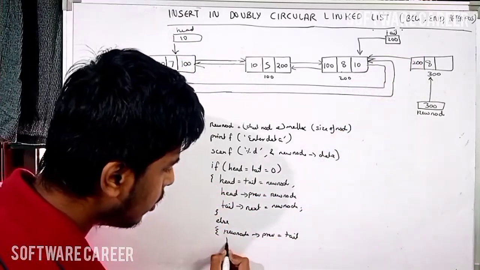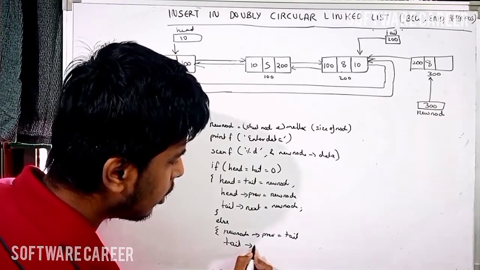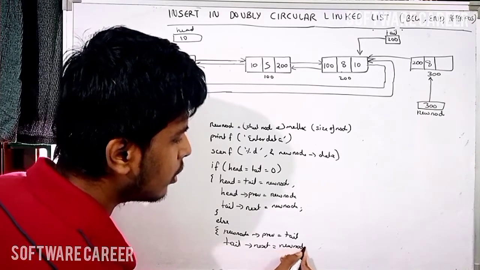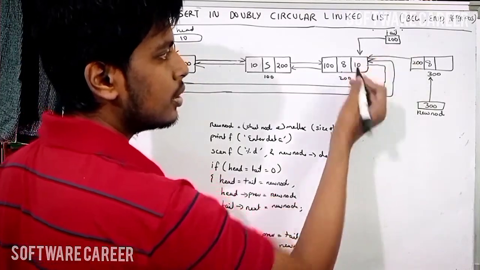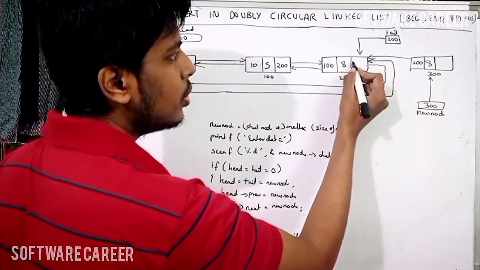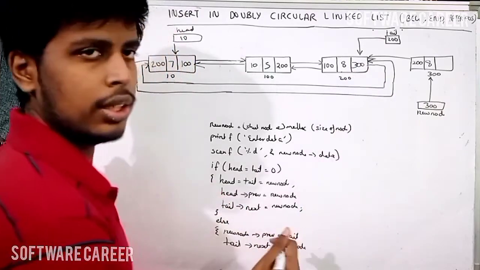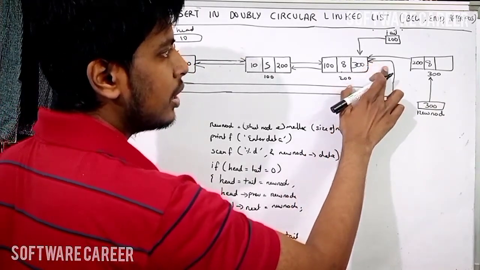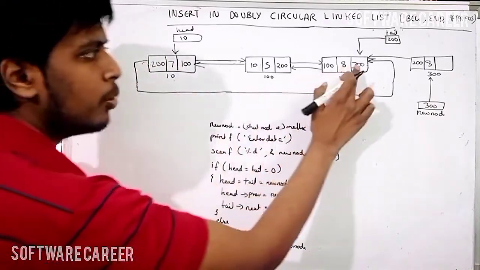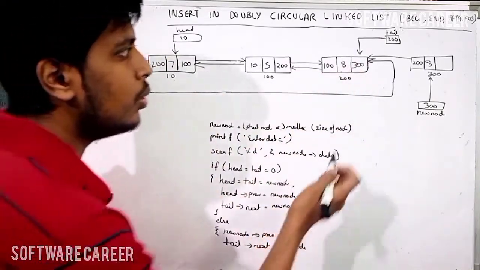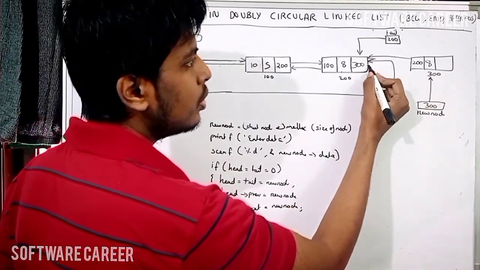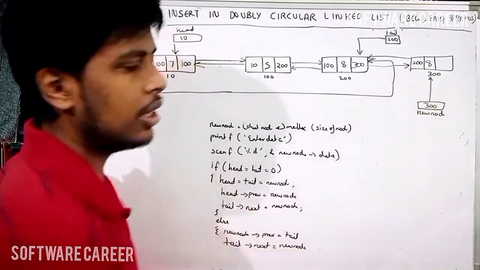So see here, tail next equals to new node. Tail next is 200 next, this pointer. In this pointer I am putting the address of new node, that is 300. So 300 is written here. Now this link will get cancelled. It's not pointing to 10 anymore. Now this pointer is pointing to the node which is having address 300. So it's in forward direction like this.